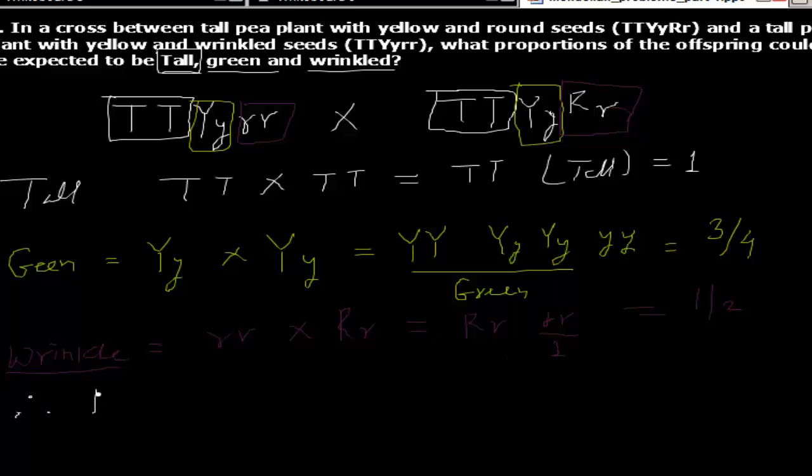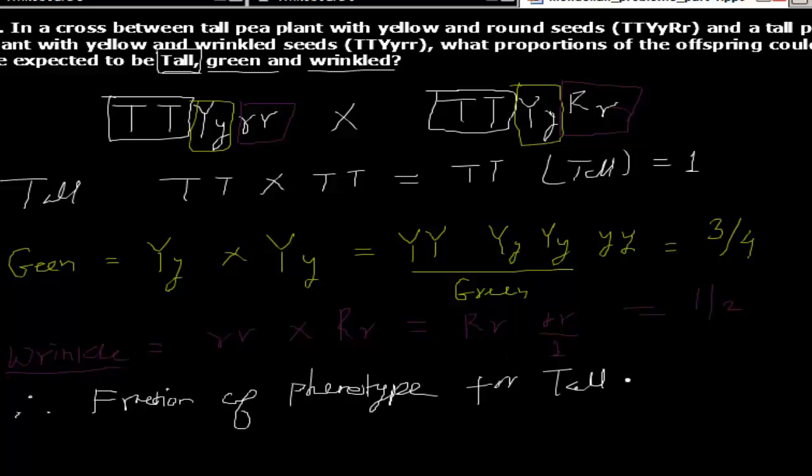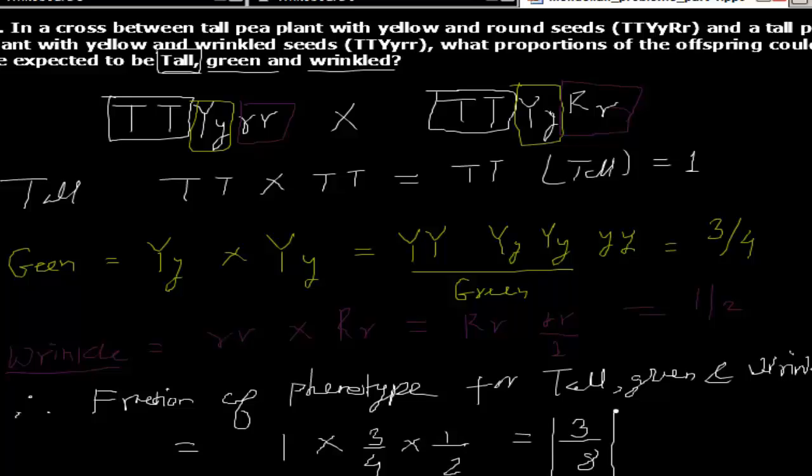Therefore, the fraction of phenotype for tall, green and wrinkled is equal to 1 into 3/4 into 1/2, that is equal to 3/8. So this is the fraction.